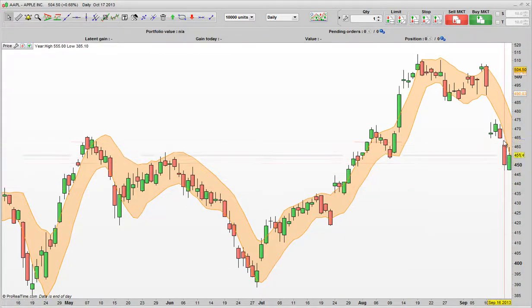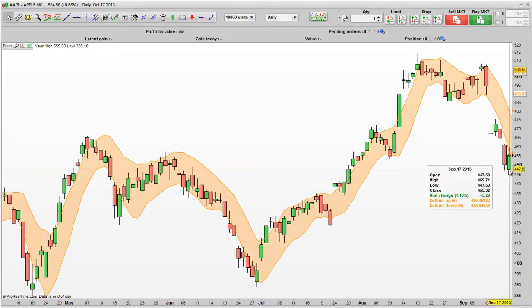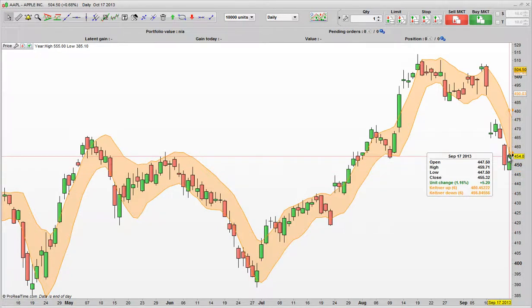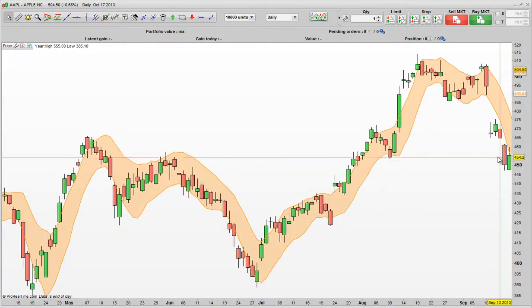The preceding candle met our rule, which is it closed outside of the lower Keltner channel. So we're just going to take that trade on a breach of the high, and our stop loss is going to be down here, a penny beneath the low. So our stop loss is at 447.49. Our entry is at 459.72, and we're going to have a profit target which is twice the size of our stop loss.